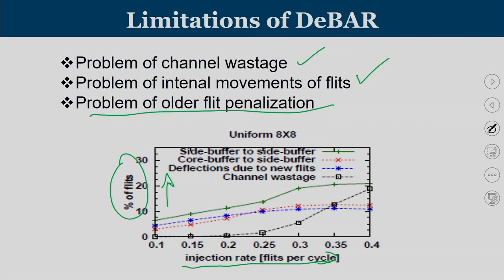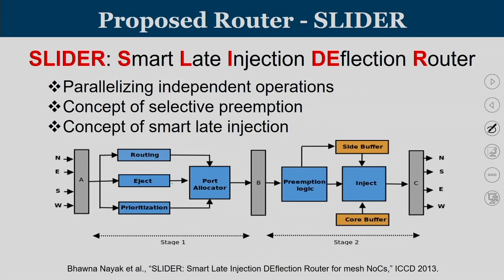So, the limitations of D-bar are more exposed when you go for higher traffic injection rates. So, it was yet another proposal by Bhavana Nayak et al. It was published in Conference on Computer Design in 2013. They were proposing a new router called Slider, Smart Late Injection Deflection Router, where this is the router pipeline.